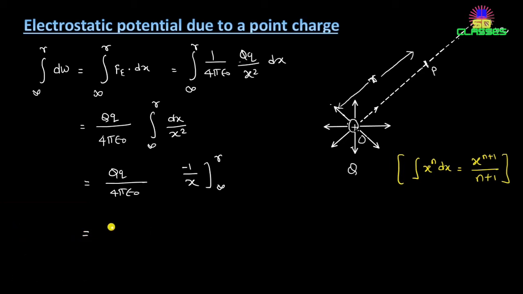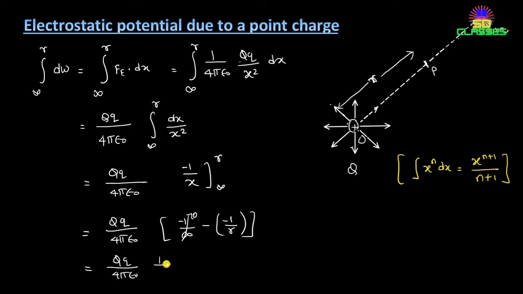Okay, so now this will be equal to your Qq by 4 pi epsilon naught, minus 1 by infinity minus of minus 1 by r. Okay, so this will be equal to Qq by 4 pi epsilon, 1 by infinity is 0, so this will be minus minus plus, so 1 by r.